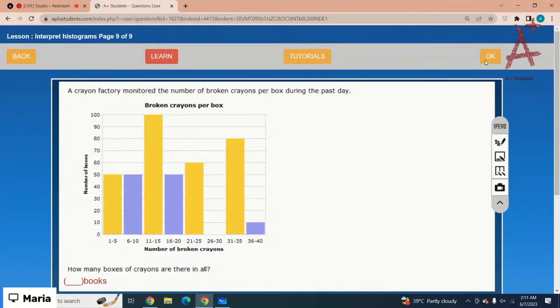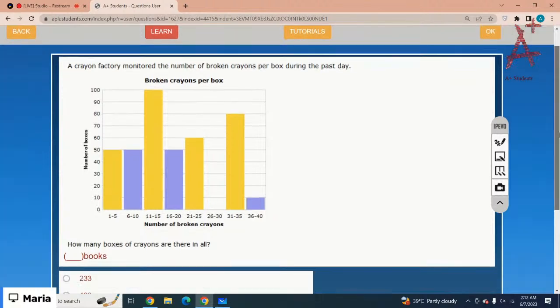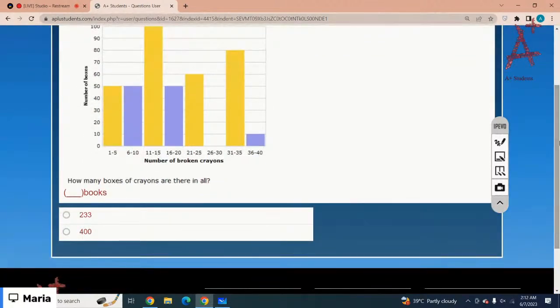A crayon factory monitored the number of broken crayons per box during the past day. How many boxes of crayons are there? Also, you have to calculate the total number of crayons. So, which is the correct option? 233 or 400? The correct option is 400. Got it? So, just select the correct option and then click on the OK button.